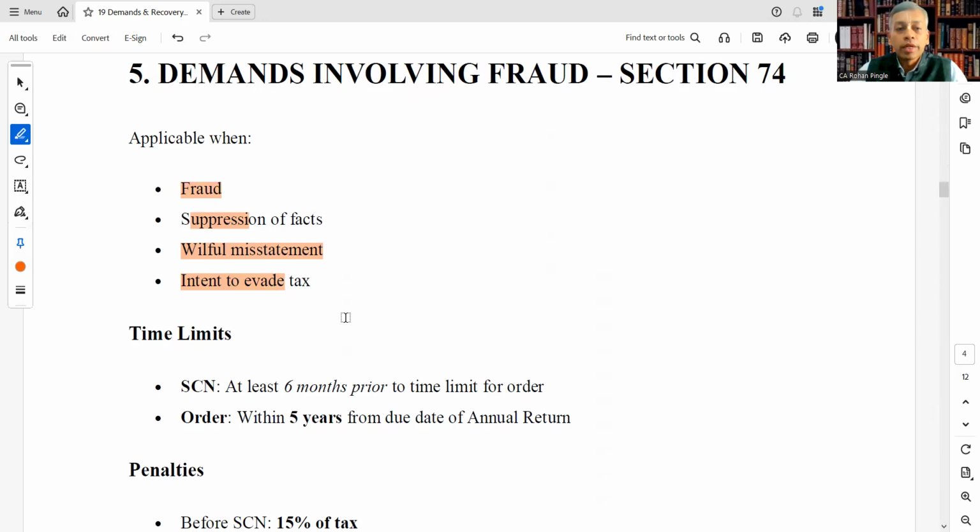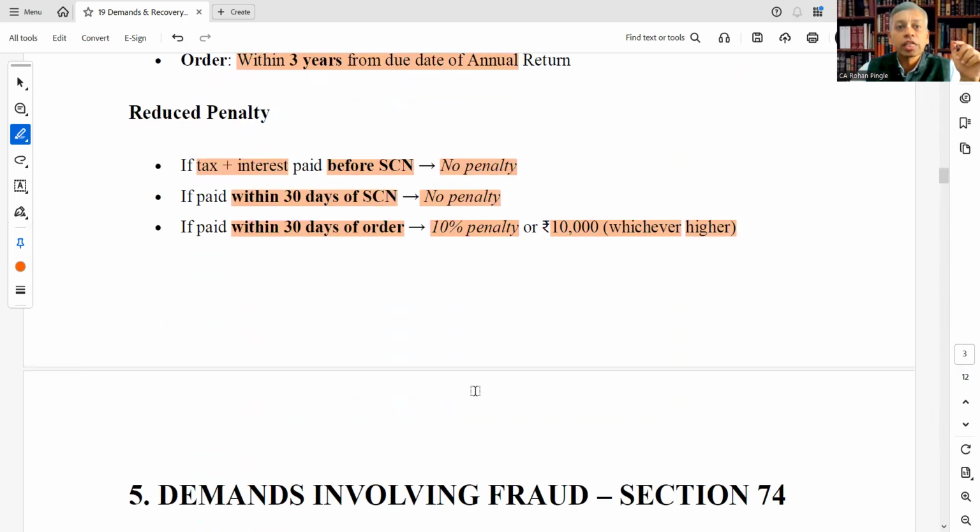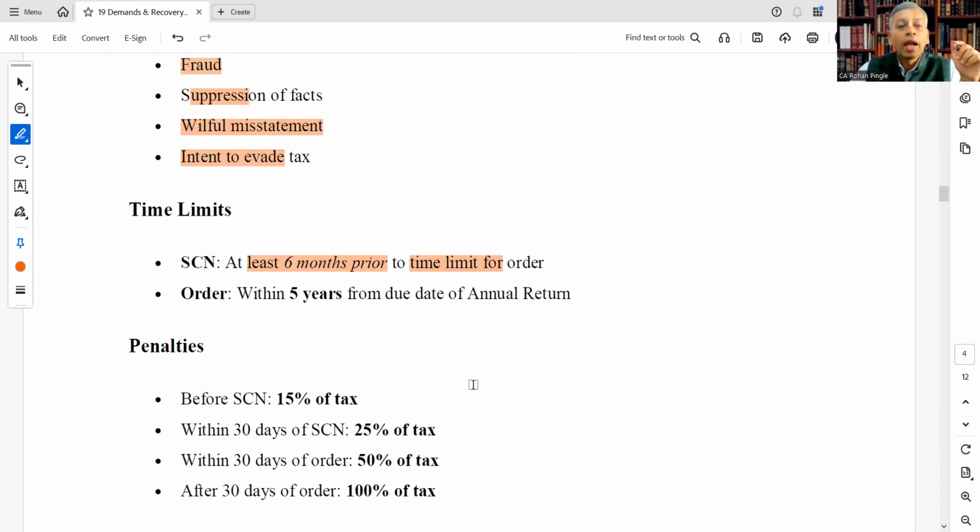What is the time limit? In case of fraud, the show cause notice is at least 6 months prior to the time limit for order. In 73, it is 3 months. Here it is 6 months. And the time limit to issue the order is within 5 years from the due date of annual return.